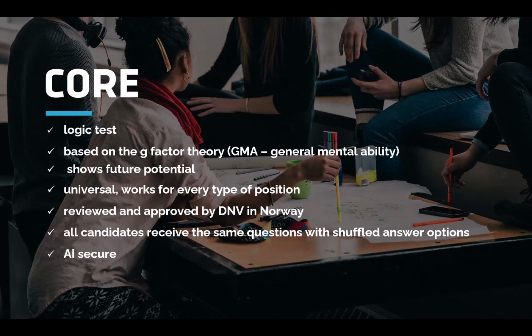Core is a logical test, but as with many things, there are various names for it. Some people refer to it as a cognitive ability test, others as an aptitude test, an intelligence test, or a problem-solving test. There are so many names. We've settled on logical test because it seems to be the most widely accepted term and the simplest way to explain what it's about. We measure against something called the G-factor theory, or G, or GMA. And GMA stands for General Mental Ability.